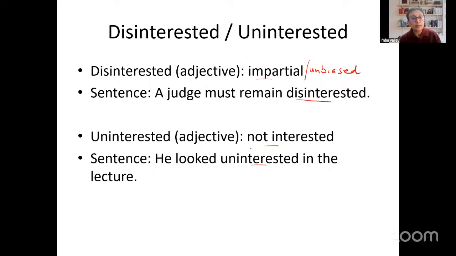So the only word to show lack of interest is the word uninterested. This is lack of interest. While disinterested is not lack of interest, it is being impartial or being unbiased. Always remember, this is a very, very close meaning word. A lot of students end up marking incorrect answers.